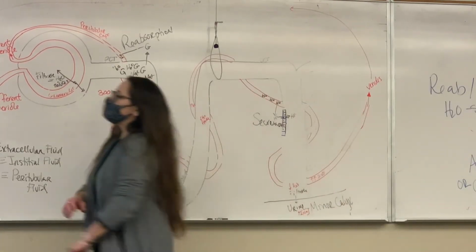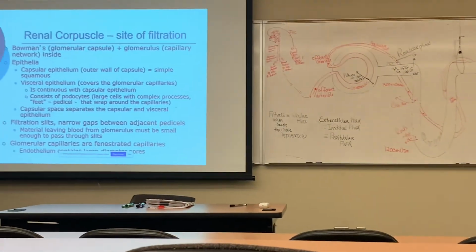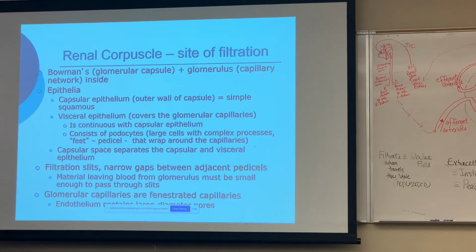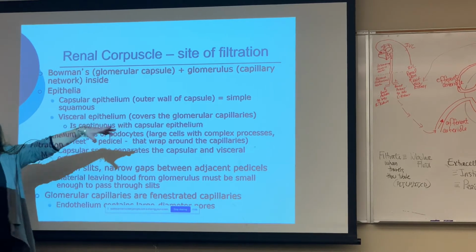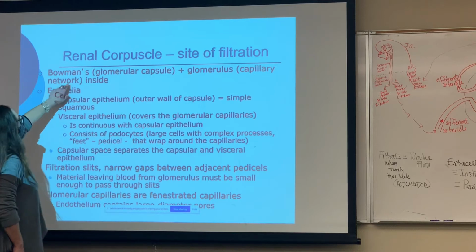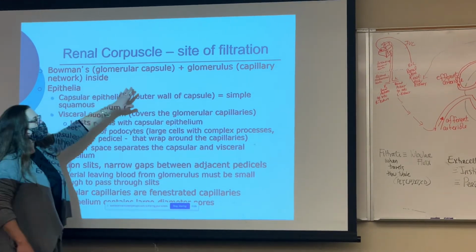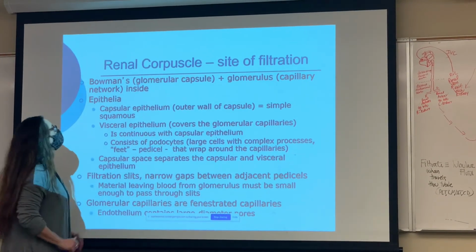All right, let's go ahead and walk through this stuff. So this slide here, there's some things on this slide that you guys don't need to worry about. So let me emphasize what I do want you to know from this slide. So renal corpuscle, site of filtration, we've already gone through that. When you look at the renal corpuscle, it consists of Bowman's capsule, or the glomerular capsule, and inside of it is a tuft of capillaries called the glomerulus, you know that.